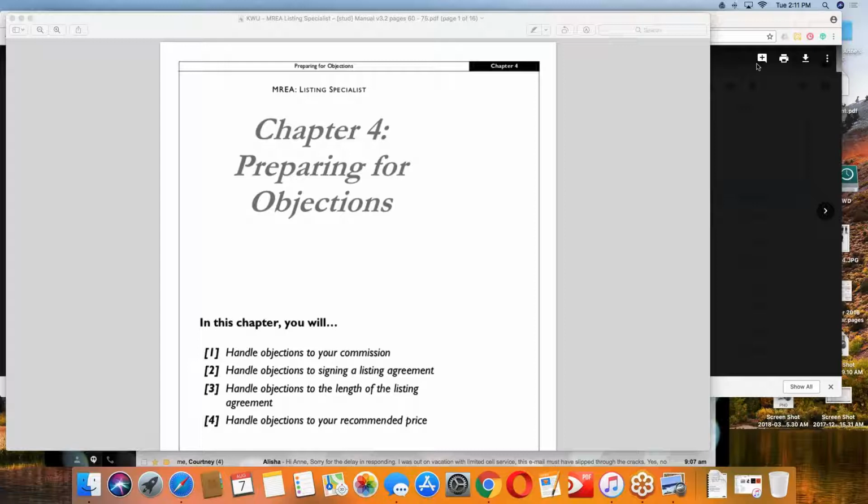And so a big piece of handling objections has to do with body language and has to do with your tonality. How close you're sitting, where are you sitting, how are you sitting?